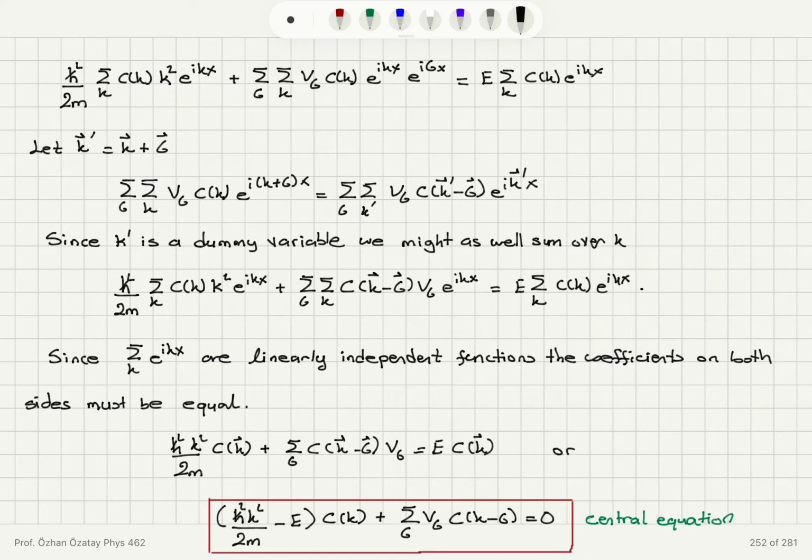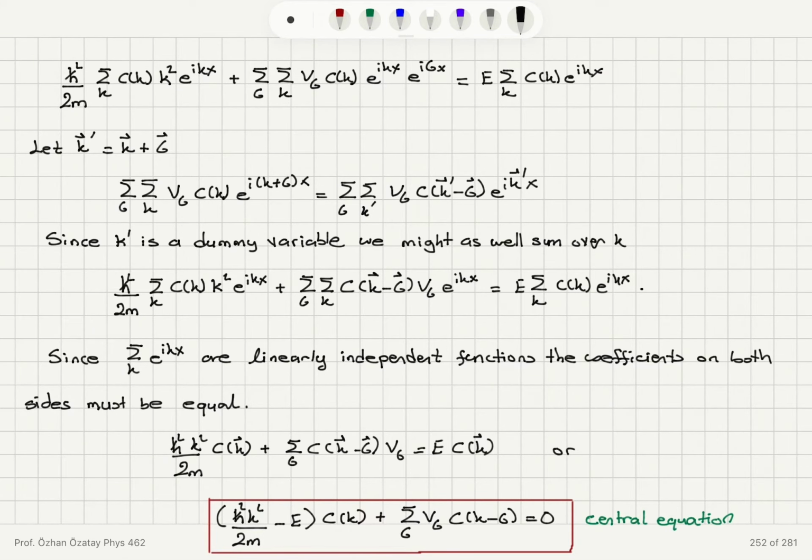So basically this is going to be h bar squared over 2m, sum over k of c_k k squared e to the ikx, plus sum over g, sum over k of c_(k minus g) V_g e to the ikx, and then here we have energy times the wave function. The reason I have done this is because I wanted to have everything written in terms of the plane wave solutions e to the ikx, because the e to the ikx functions are linearly independent functions. Basically I can write the coefficients on both sides to be equal. So that was the idea.